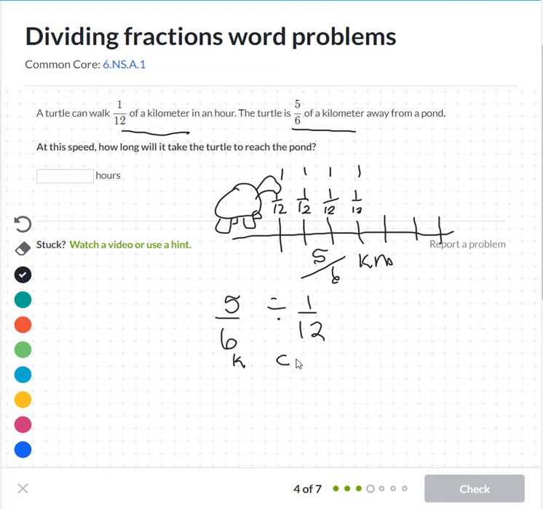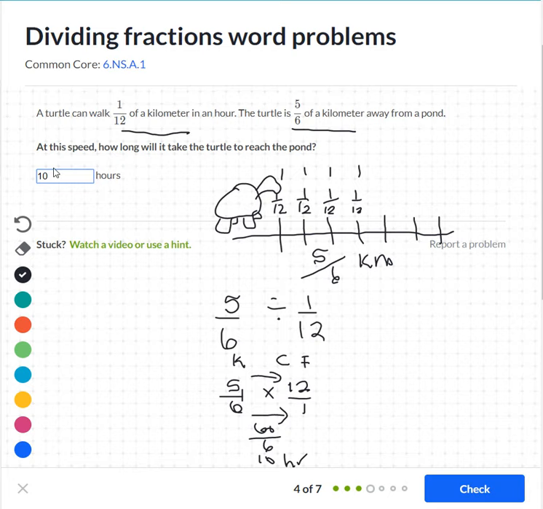So I keep, change, and flip. 5/6. Division is changed to multiplication. 1/12 is flipped to be 12/1. Multiply across. 5 times 12 is 60/6, because 6 times 1 is 6, and 60 divided by 6 gives me 10. So my final answer would be, at this speed, it would take 10 hours to walk 5/6 of a kilometer. Or the turtle would take 10 hours.